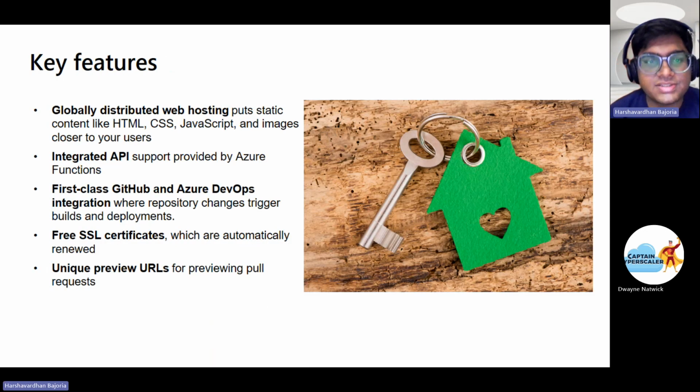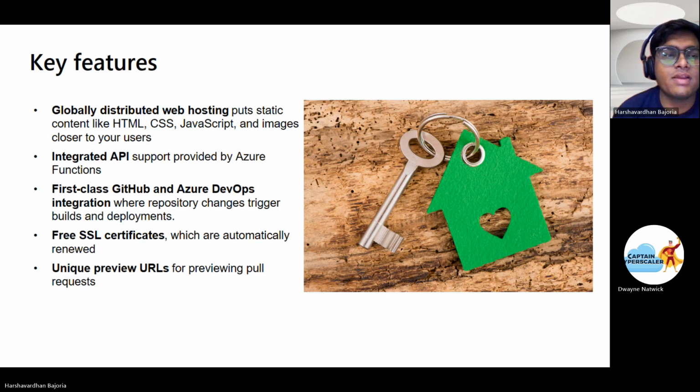What are its key features? Now, just think, what can be the key features? The key features, one, it's globally distributed web hosting. That's pretty obvious because we are deploying it. So obviously anyone who has an internet connection can access it. Second, it has integrated API support. As I told you with Azure Functions, you can integrate APIs. Next, whenever there's a change in your repository, it triggers built-in deployment.